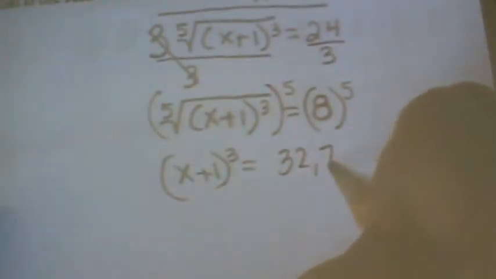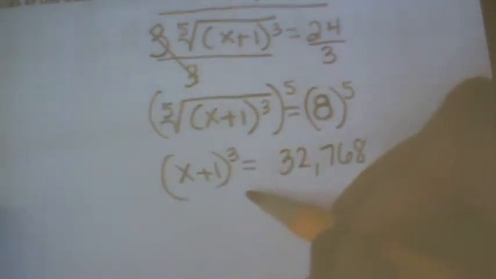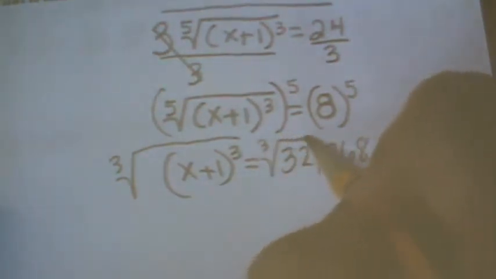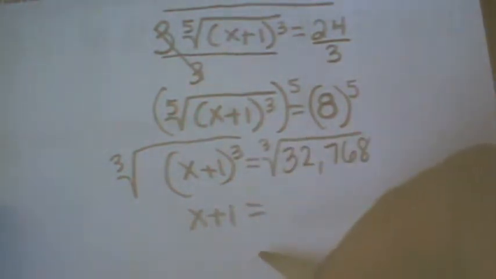32,768. Now, I've got 3 of these. How many do I want? I want 1. I've got 3 of them. So now I'm going to take the cube root of both sides, because I only want 1 of these. I've got too many. I've got x plus 1, 3 of them. And by the way, the cube root of 32,768 is 32.